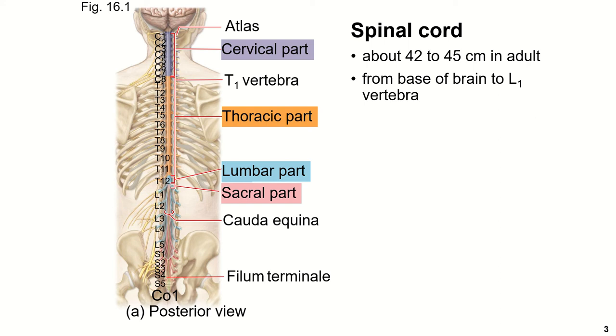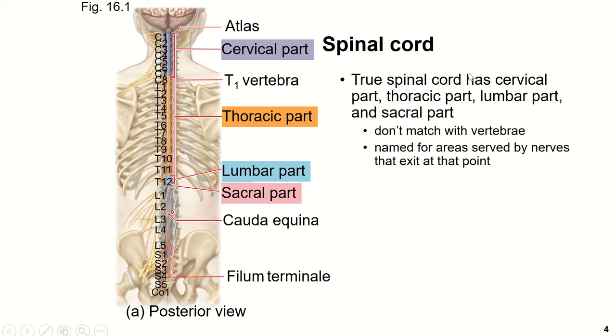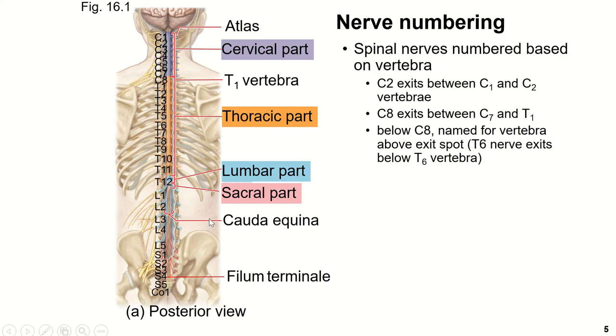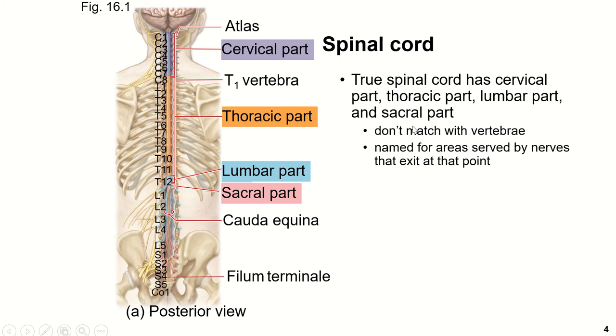Now, for those of you who are thinking, but the spine goes all the way down to the coccyx, the true spinal cord only goes as far as the lumbar vertebra. The rest of it is actually a collection of nerves. You can see on this diagram that it stops right about here and then starts branching into individual nerves. The sections of the spinal cord are named for the areas where the nerves exit.